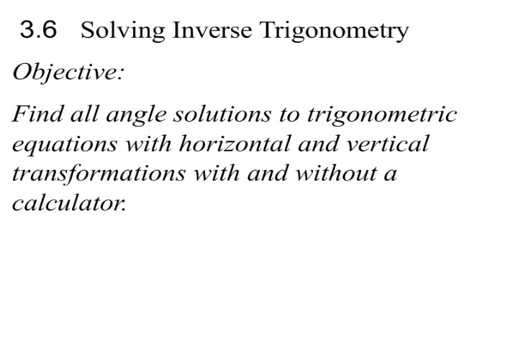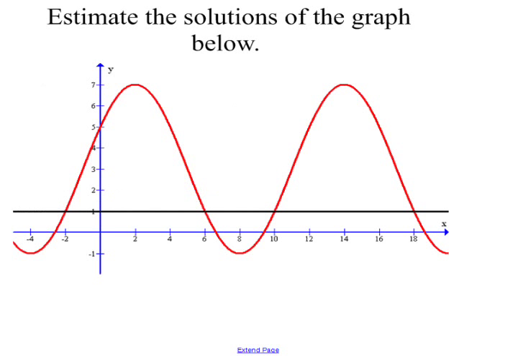Hello, today we are going to look at 3-6 solving inverse trigonometry, and our objective today is to find all angle solutions to trig equations with horizontal and vertical transformations, mainly with a calculator today. So let's look at the concept of what this would look like graphically. We've got our sinusoidal graph here in red, and we have an equation here in black. And we want to figure out what the solutions to this graph are.